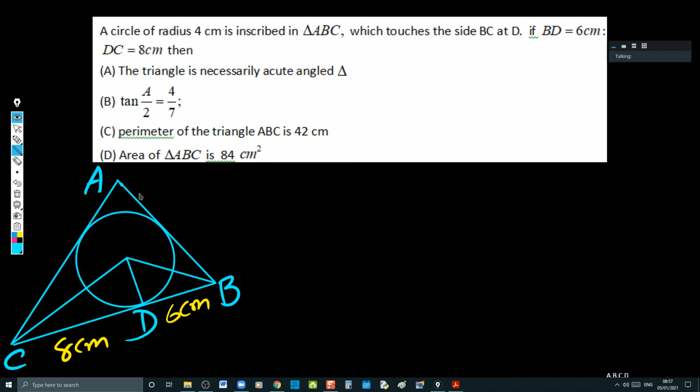This is nothing but the in-center. This is I. And you must know this is B by 2. Area is 84. Half into 4 into 40. Can we say that? I don't think so. They're not equal, beta. In case of centroid, they're equal. But it is in-center.